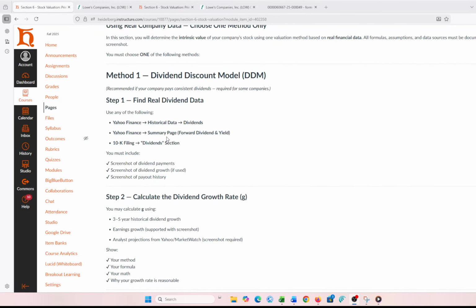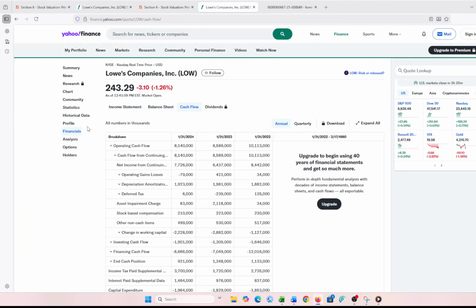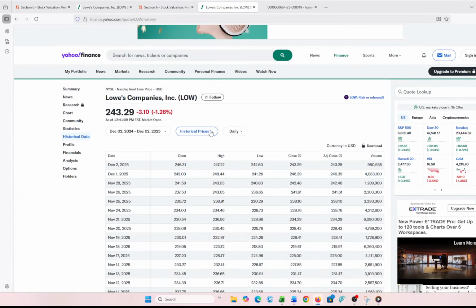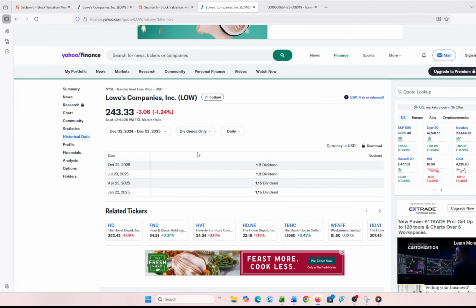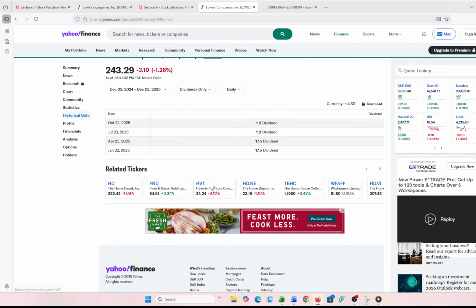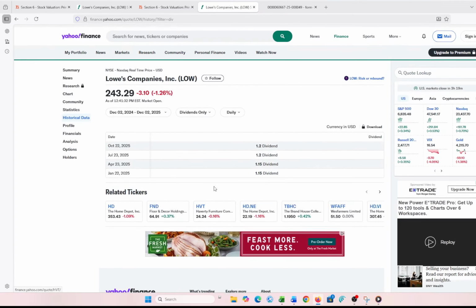So let me show you a few things here. Let's see if we can find dividend. Let's just go through a search. So here's Yahoo Finance. Let's go to historical data. I don't know if we could find dividends here. Here's historical prices. Oh, look at that. Dividends only. It doesn't go too far back.